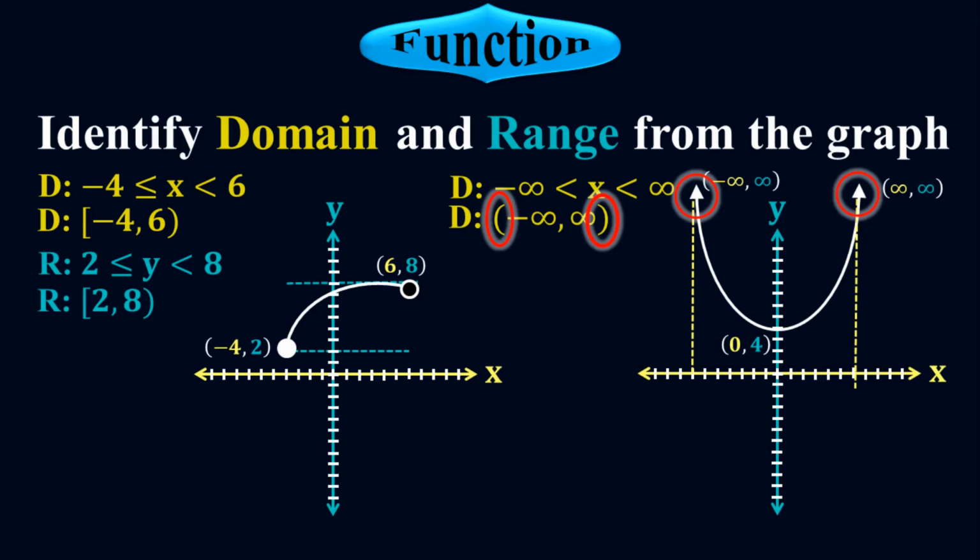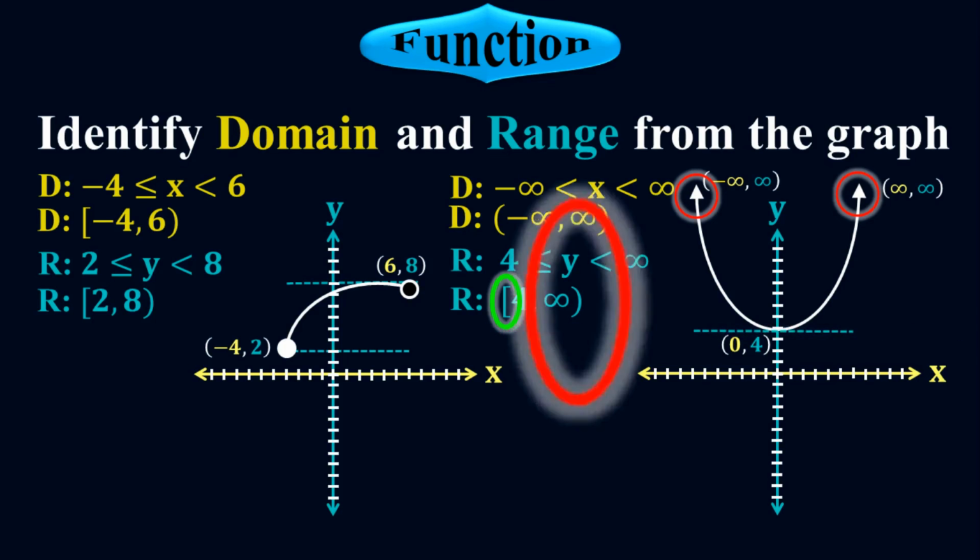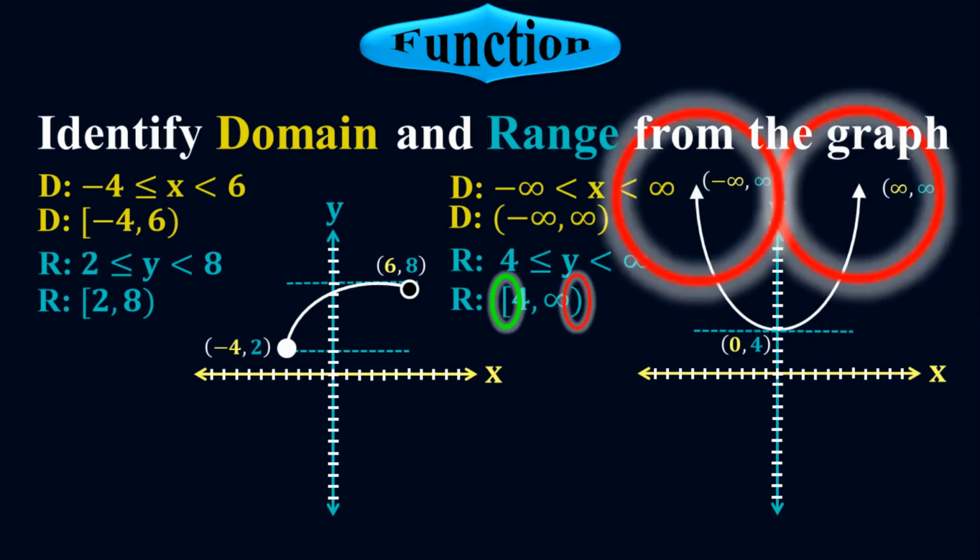The range is from the vertex, 4, up to positive infinity because both ends of this parabola go to positive infinity. So the range will be 4 and positive infinity. Y equal to and greater than positive 4 and less than positive infinity. This is the range for this function. 4 is included because of the vertex. There is an equality symbol, or in pair form, 4 comma positive infinity. There is a closed bracket with the 4 because of the vertex and a parenthesis with positive infinity because of the arrowheads.